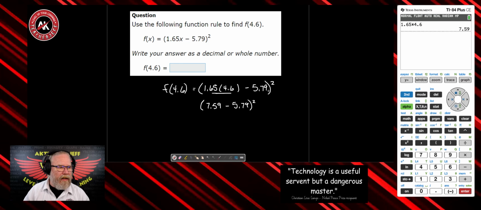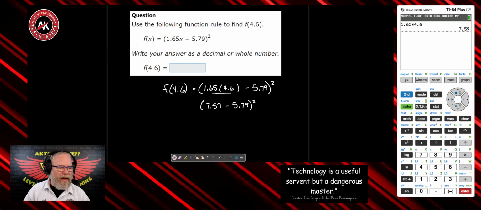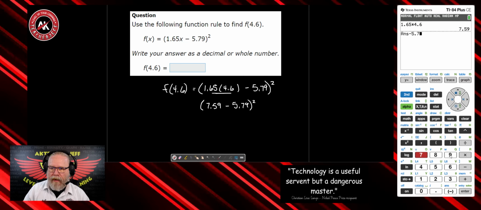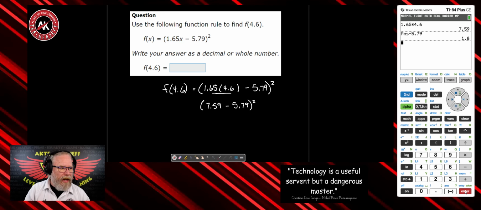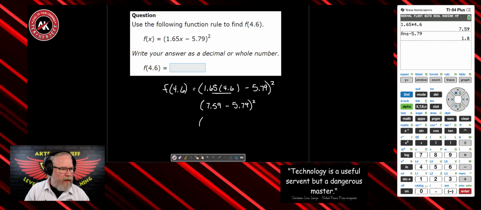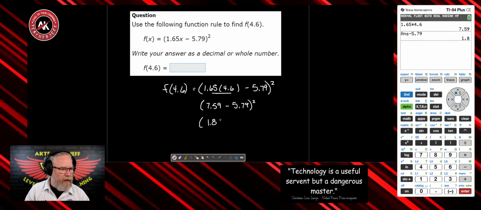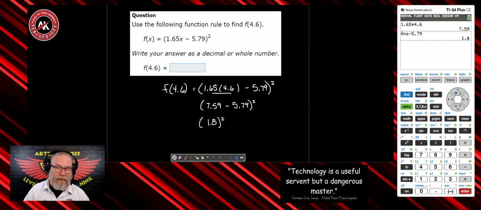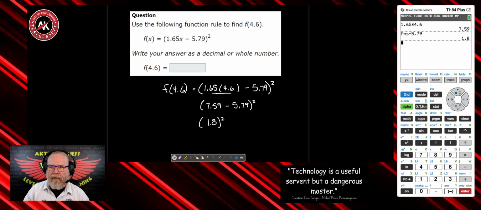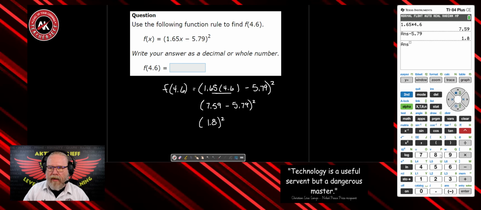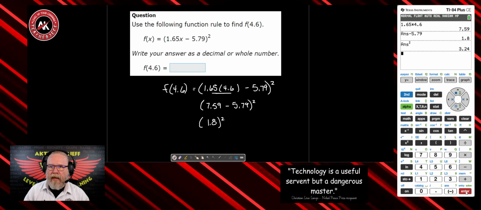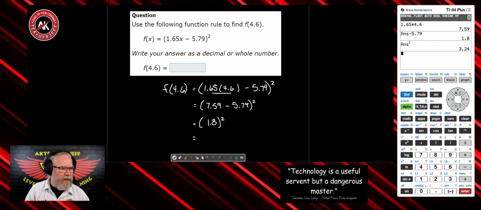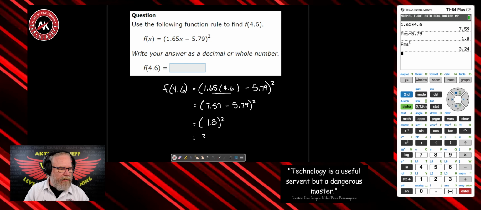So let's go back to the calculator now. I have my 7.59. I'm supposed to subtract 5.79, and that gives me 1.8. So what I have in the parentheses is 1.8, and that's supposed to be squared. I don't have 1.8 times 1.8 memorized, otherwise I might be able to square it, but I do have my 1.8 already in the calculator. So let's square that. I guess I should have been keeping my equal signs going here. That gives me an answer of 3.24.